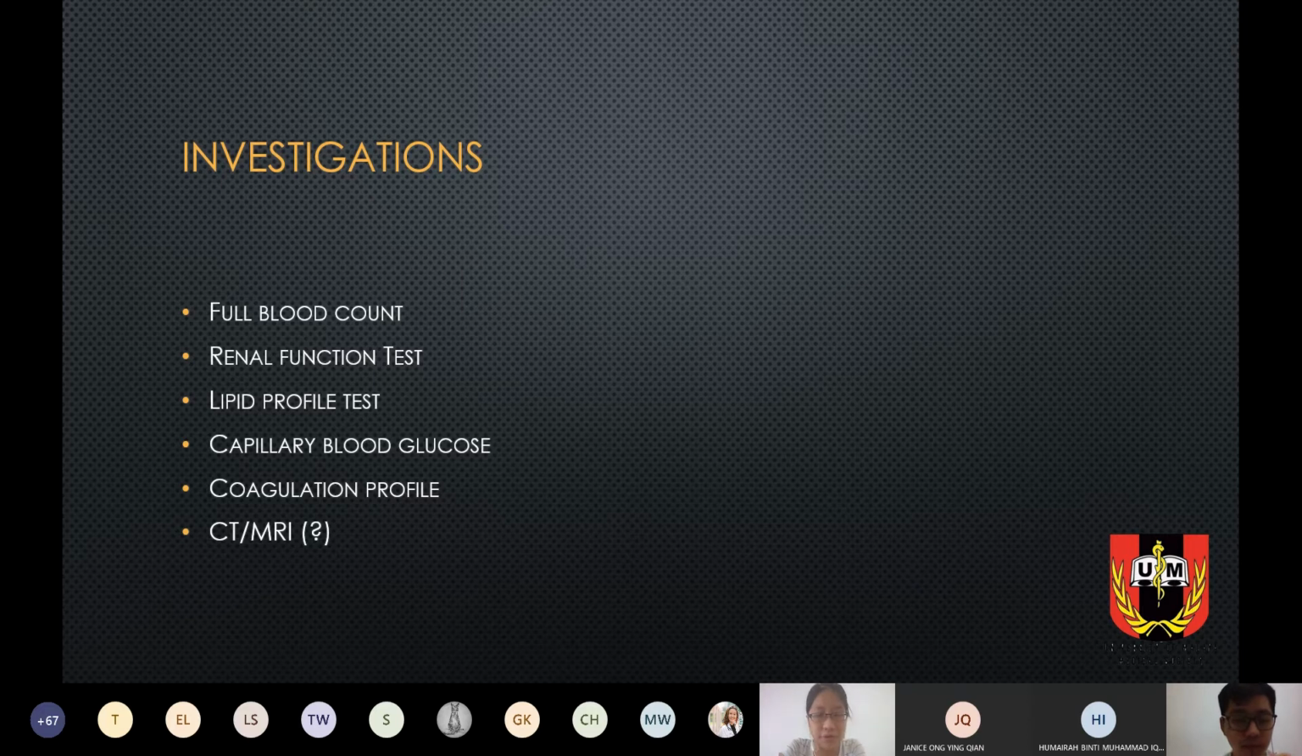If there's no bleed, but you still think clinically it's a stroke, then it can be an ischemic stroke. It's just that it hasn't shown up properly on the CT scan yet. After that, maybe you want to take the coagulation profile, capillary blood glucose, and lipid profile, because I've read somewhere that these are contraindications for the rtPA.